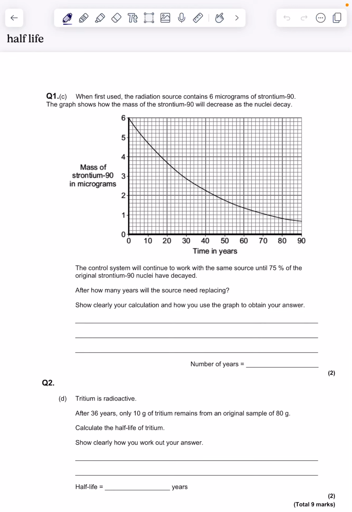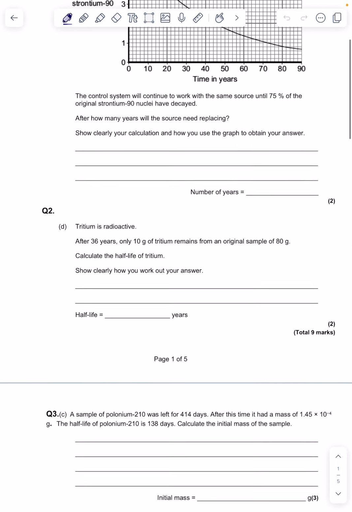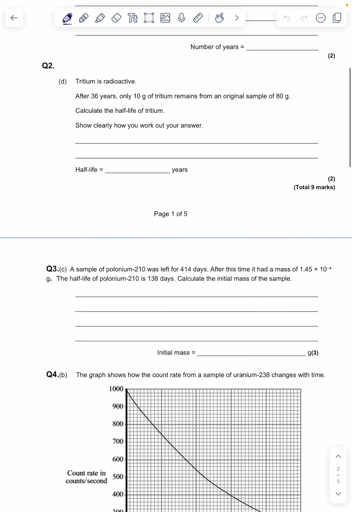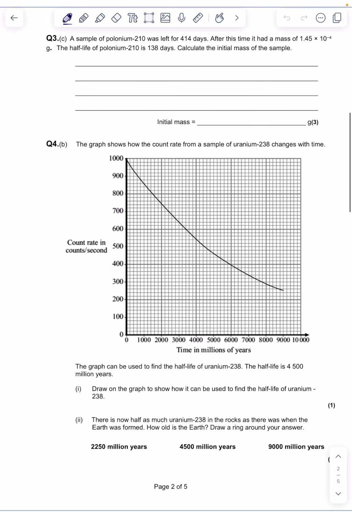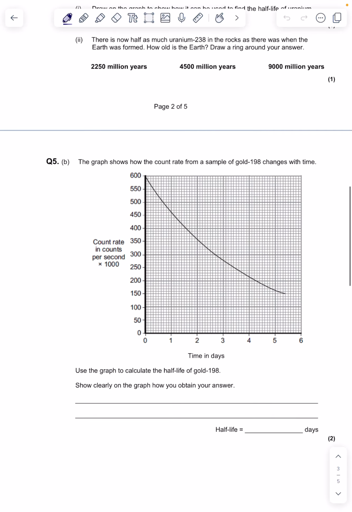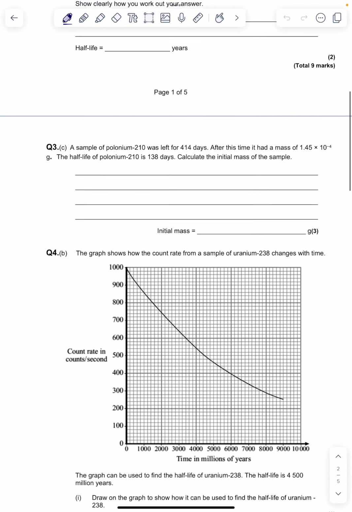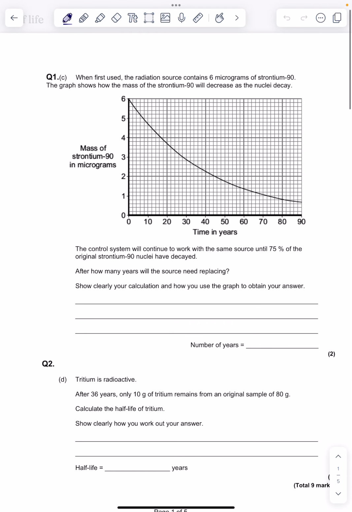This video is going to look at how we can master half-life questions in the exam. We've got 5 questions we're going to look at, so pause the video at any point on these questions and have a little go, have a little think about how you might answer them first. Question 1. It says here, how many years will the source need replacing?